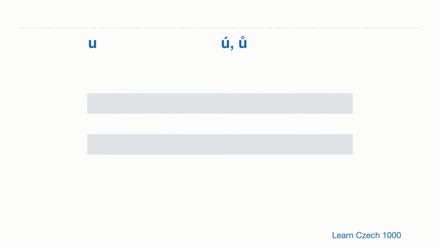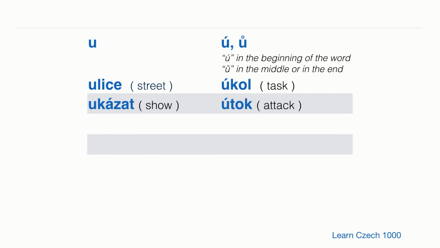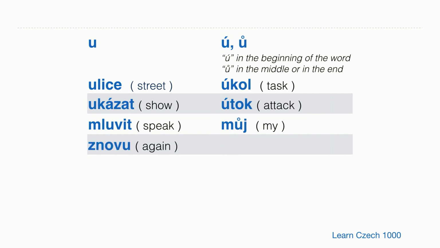U, like in case of the other vowels, we have a short and a long version of this letter, U and Ú. Let's try a few example words. Ulice, úkol, ukázat, útok, mluvit, můj, znovu, domů, spolu, dolů.